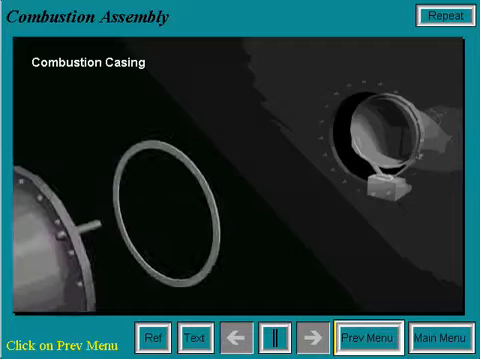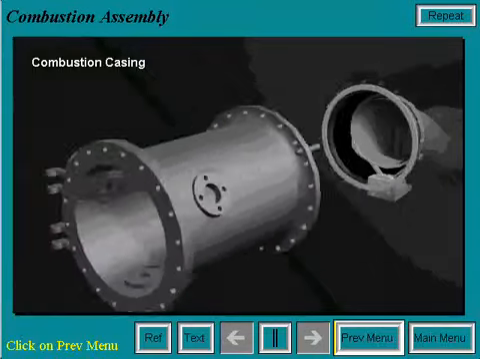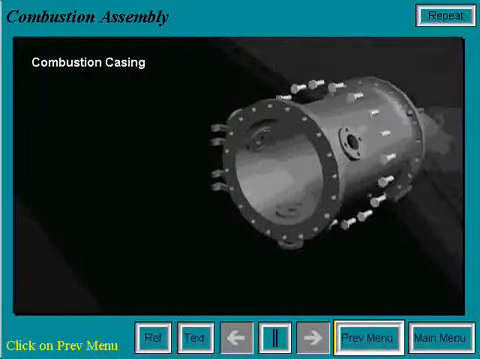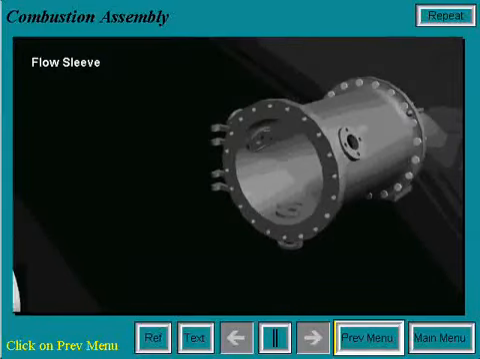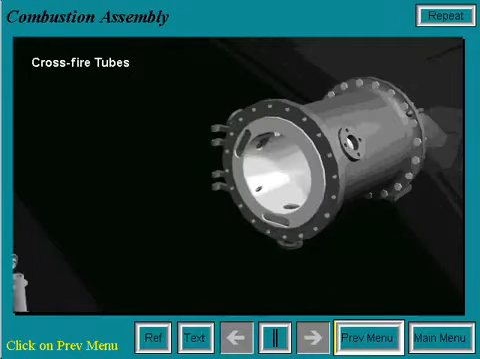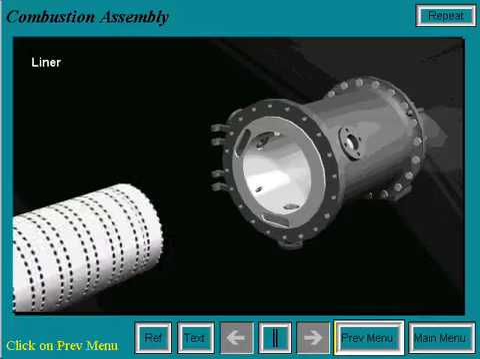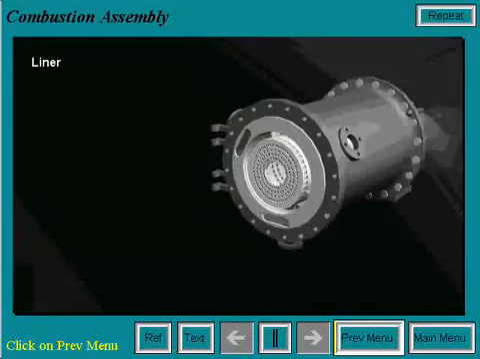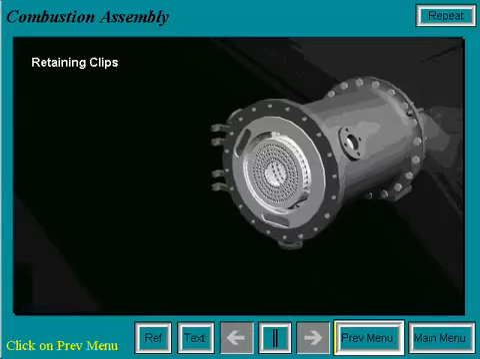Next, the combustion casing is bolted onto the combustion wrapper. Then the flow sleeve slides into the casing. The crossfire tubes are then installed, but pushed out of the way so that the liner may be installed. Once it is, the crossfire tubes are put into the crossfire tube collars in the liner. Retaining clips keep the crossfire tubes in place.